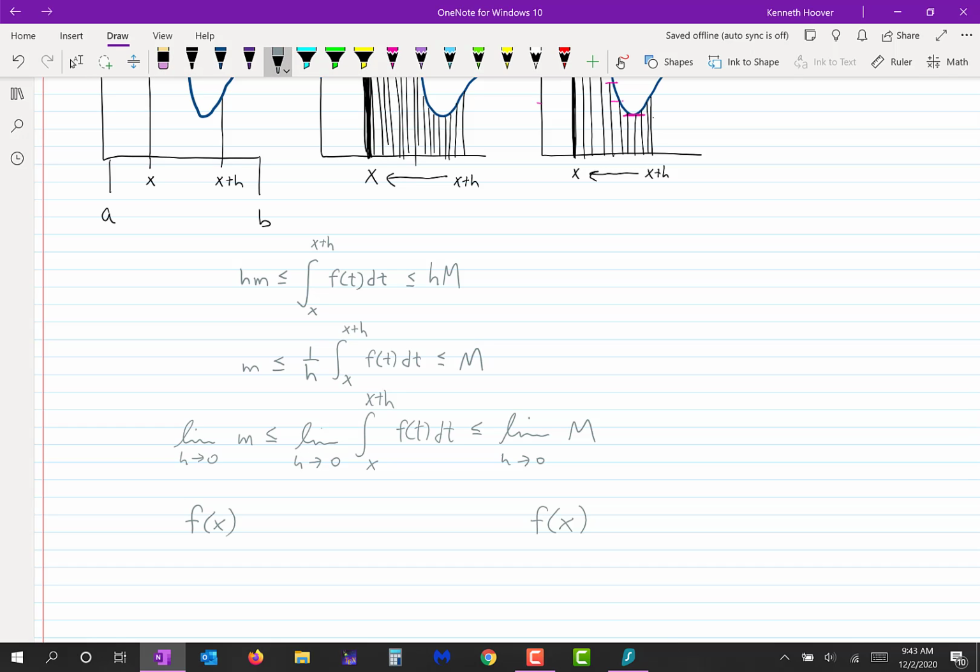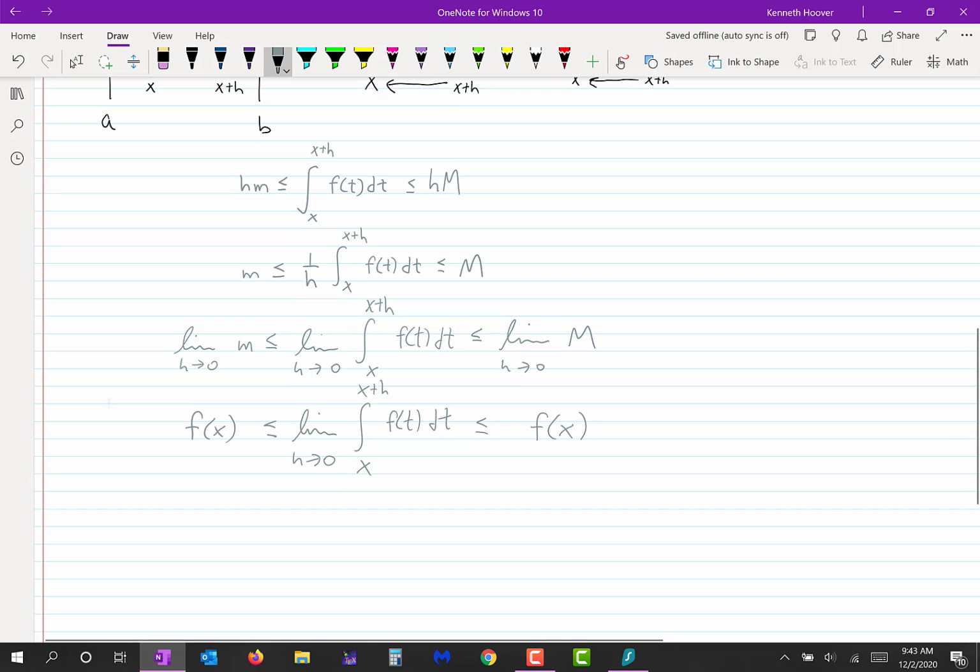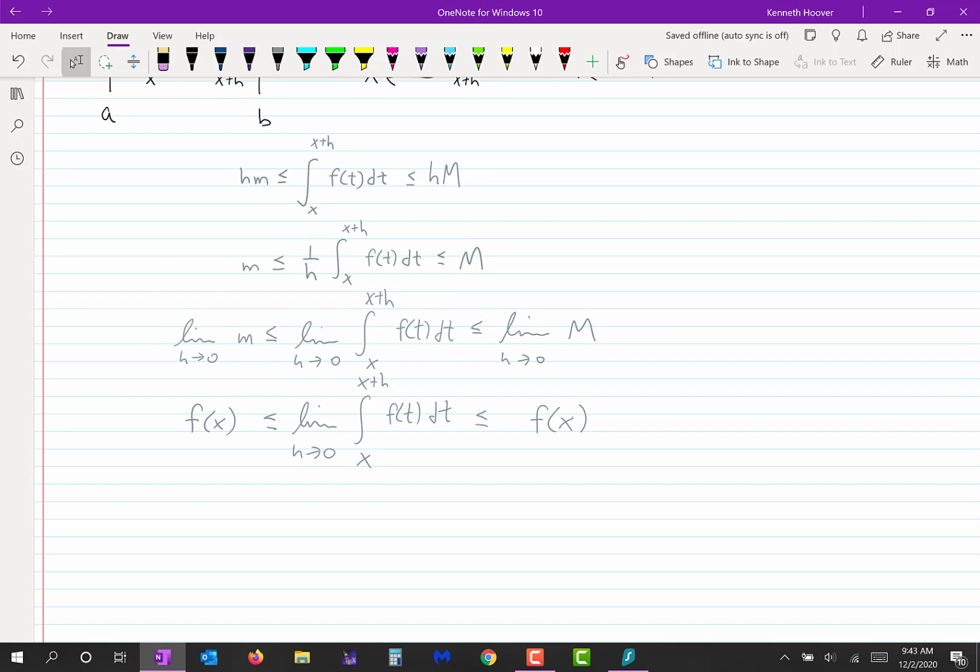So that limit in the middle, let me just copy it down, is between f of x and f of x. By the squeeze theorem, that means the limit in the middle has to equal f of x. Do you remember that thing called the squeeze theorem?